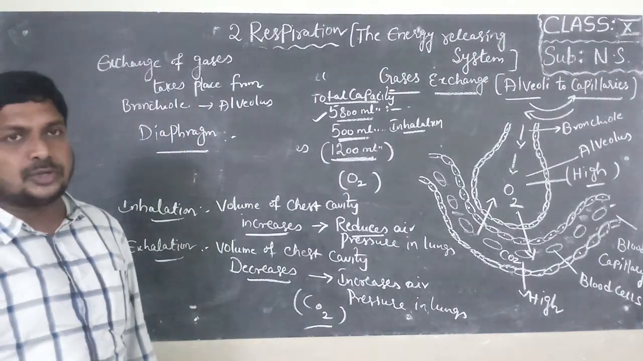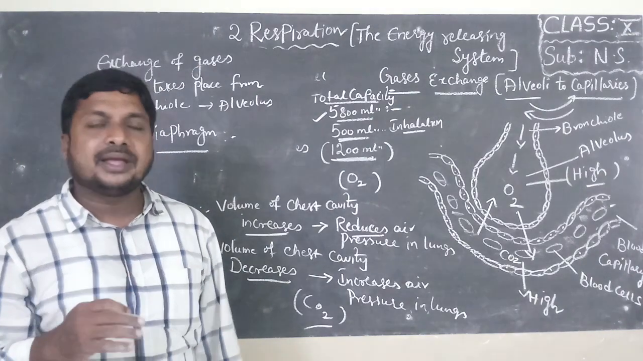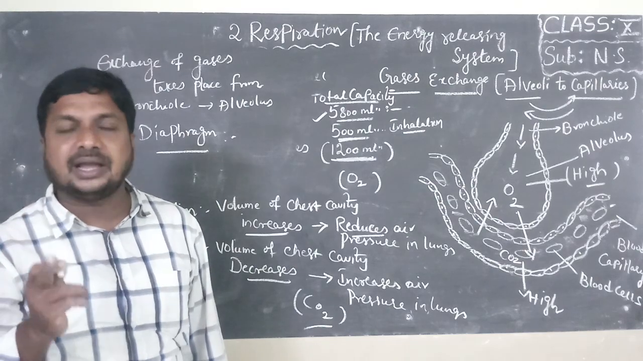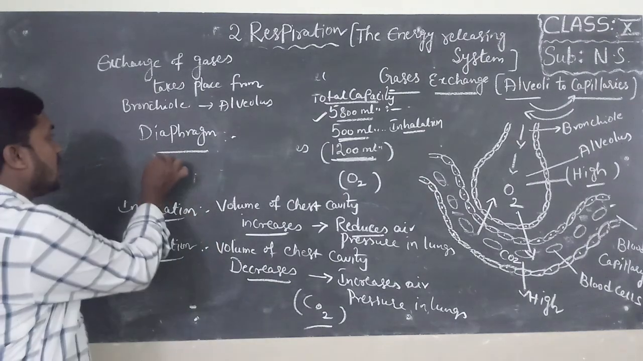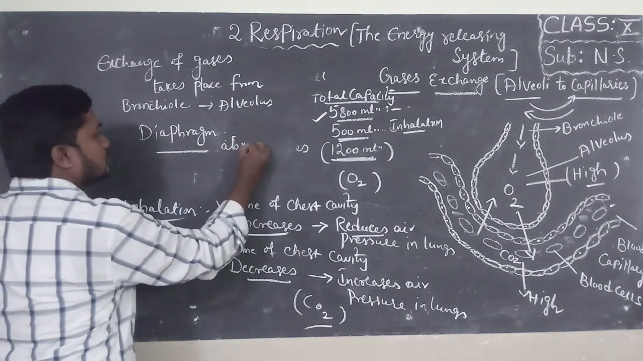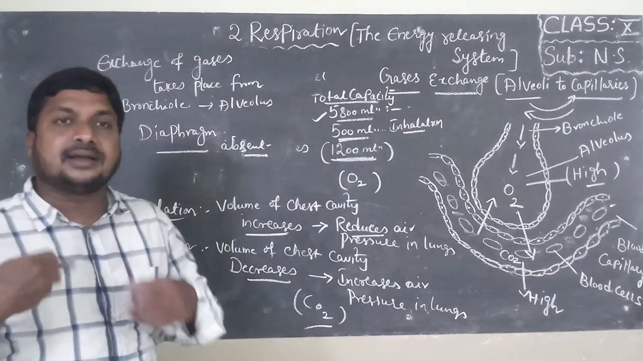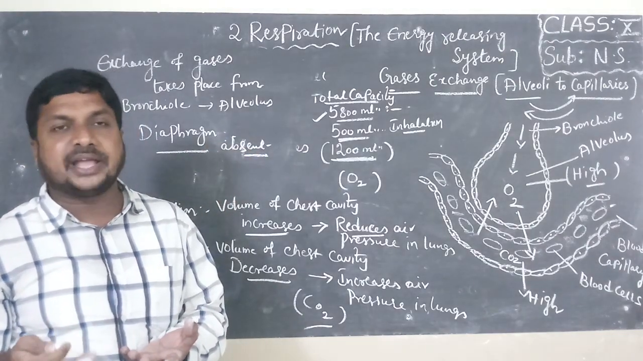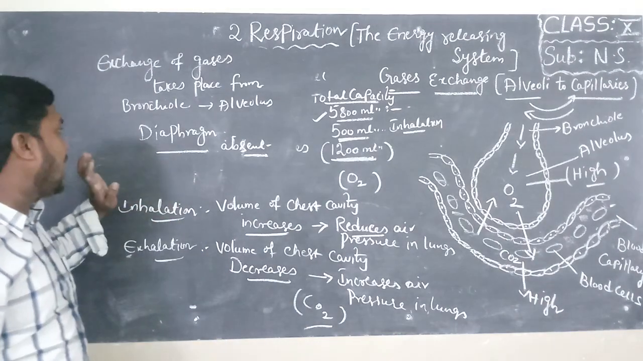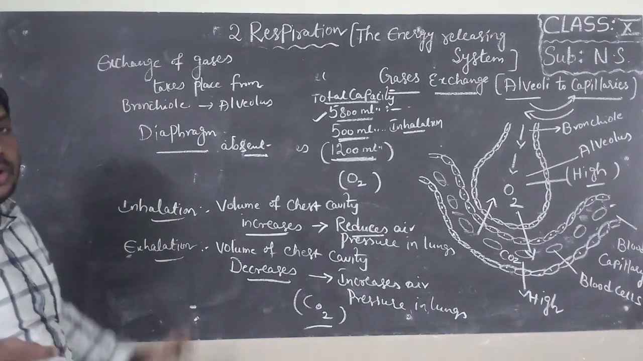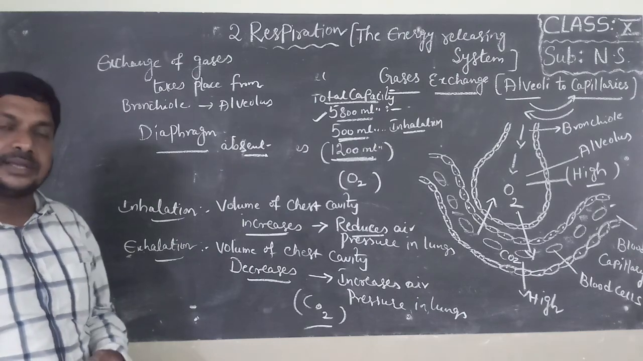What will happen if the diaphragm is not there? If the diaphragm is absent, the lungs cannot move forward and backward, so both inhalation and exhalation do not take place properly. Why? Because lungs cannot move by their own. Inhalation and exhalation become difficult and the person may die.